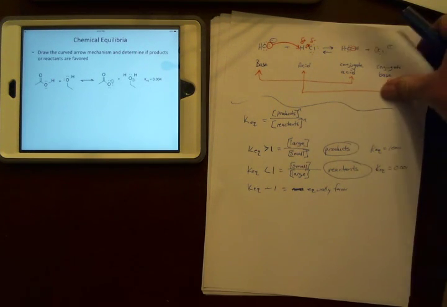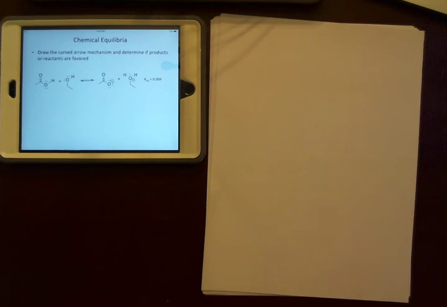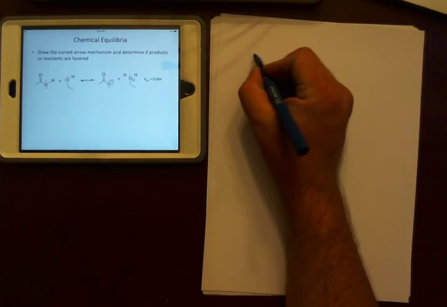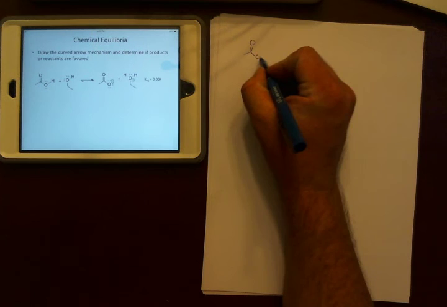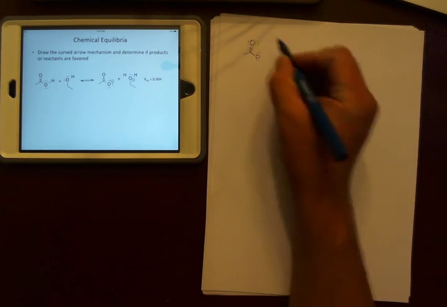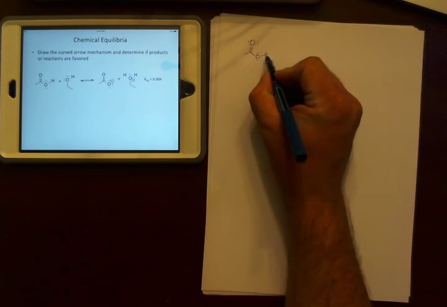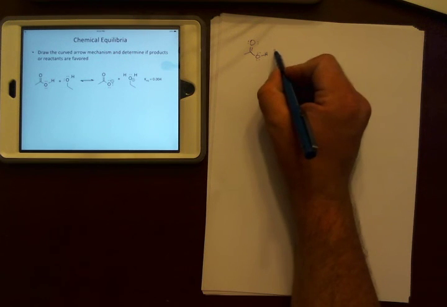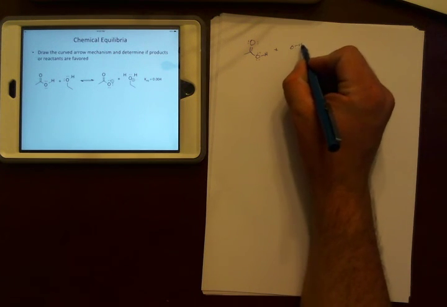So here, we're looking at drawing the curved arrow mechanism. One of the things you're going to want to do, especially when you're just starting out, is go ahead and put those lone pairs in. That's mostly good about that.